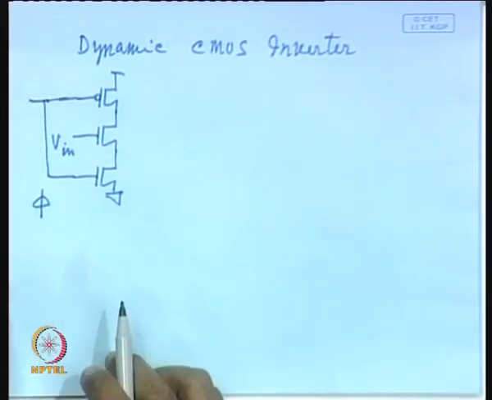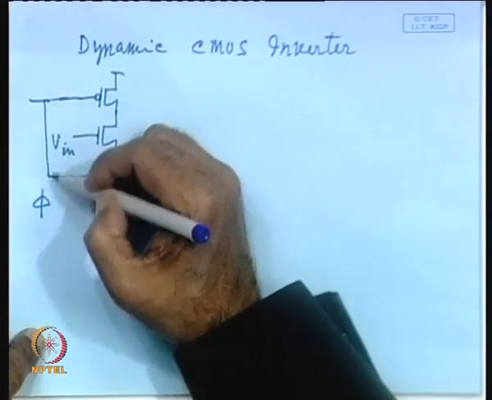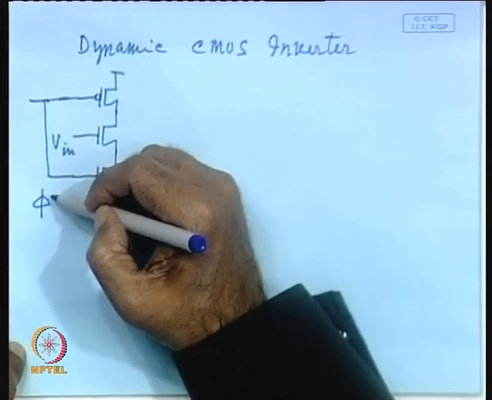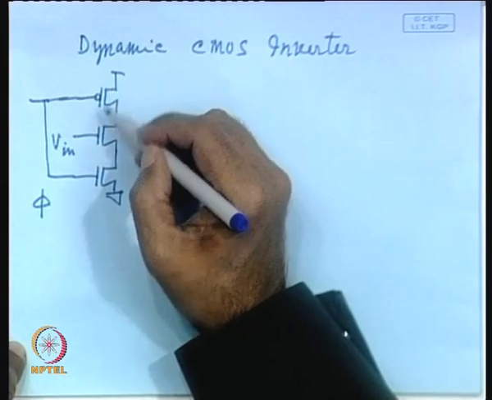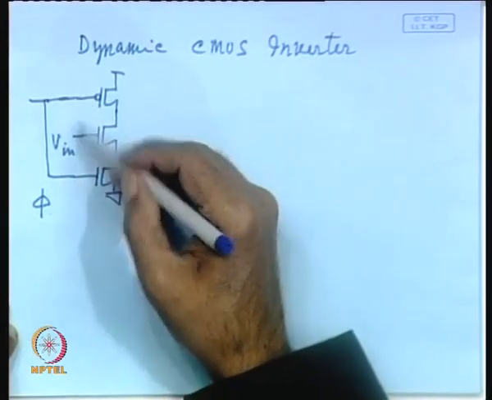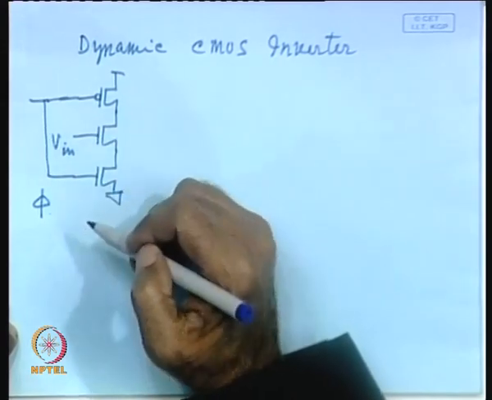You do not really require a two phase clock whenever you are realizing a dynamic CMOS circuit. The reason is, if we apply the same signal to the PMOS and NMOS transistor, when phi is 0, this transistor is on, and when phi is 1, this transistor is on. So, the requirement that phi 1 and phi 2 should not be simultaneously on is satisfied very easily. So, we do not really require a two phase clock in realizing a dynamic CMOS circuit.